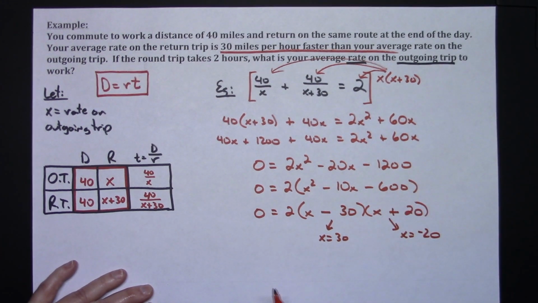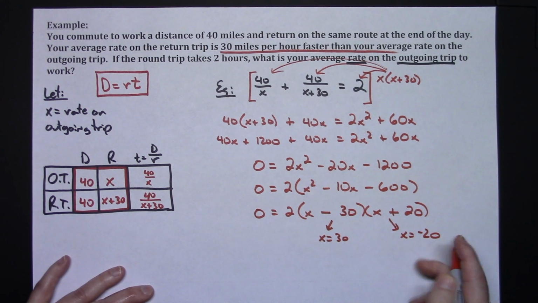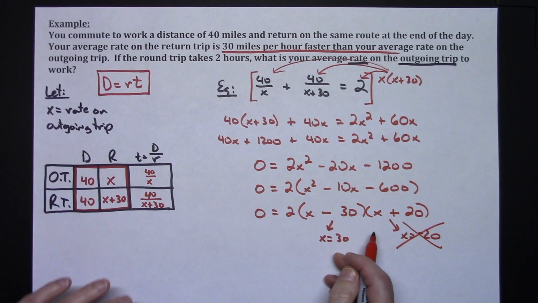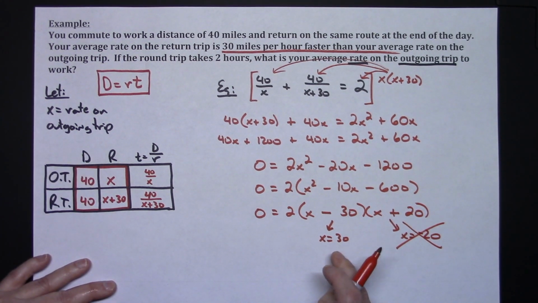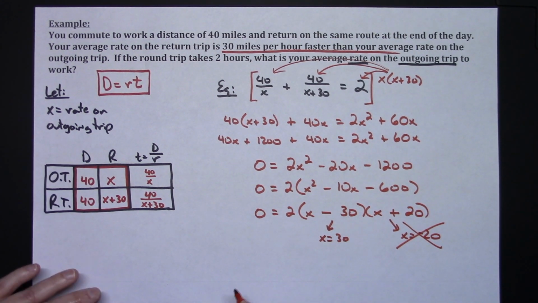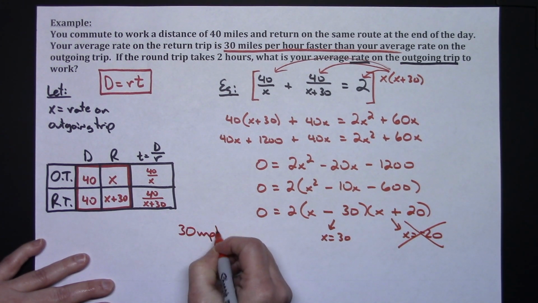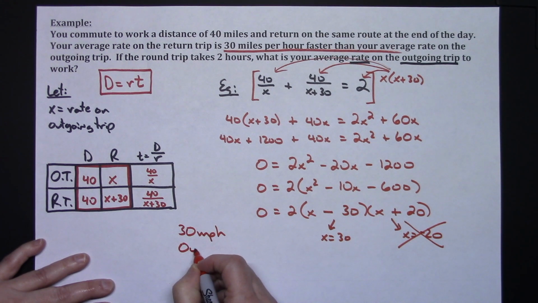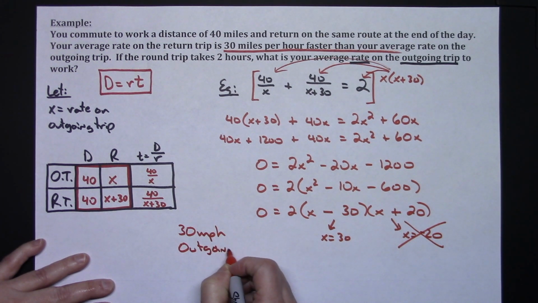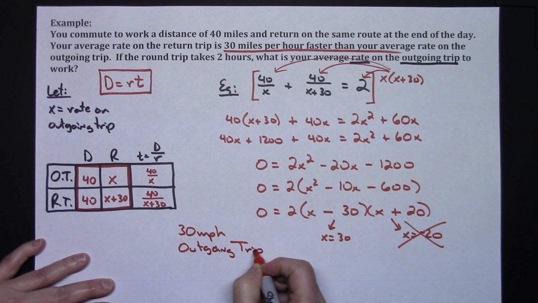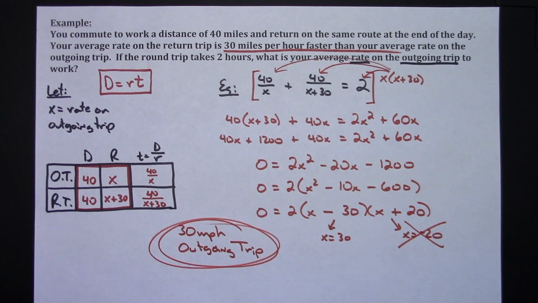Okay, now if you go back to the story problem, it says what's your average rate? It should make sense to you that we have to throw out the negative value because we cannot have a negative rate. So x then is my rate on the outgoing trip, which is the answer to the problem. So we've got 30 miles per hour on the outgoing trip. For a final answer there.